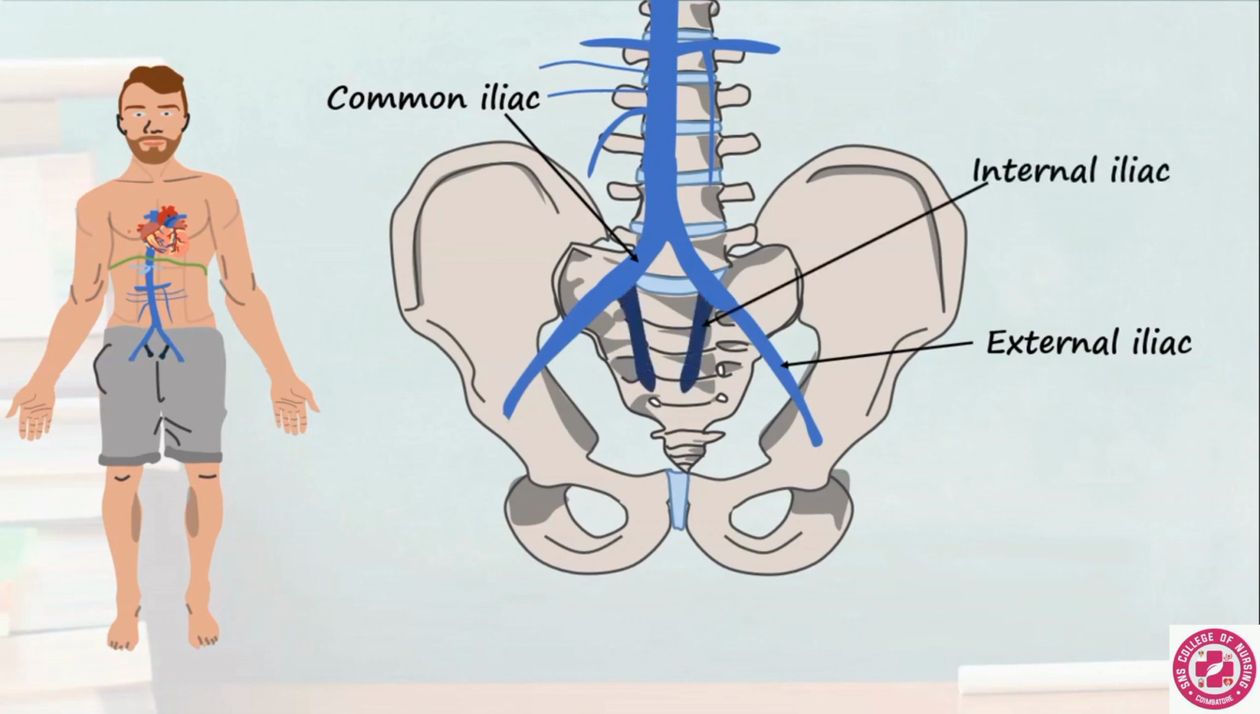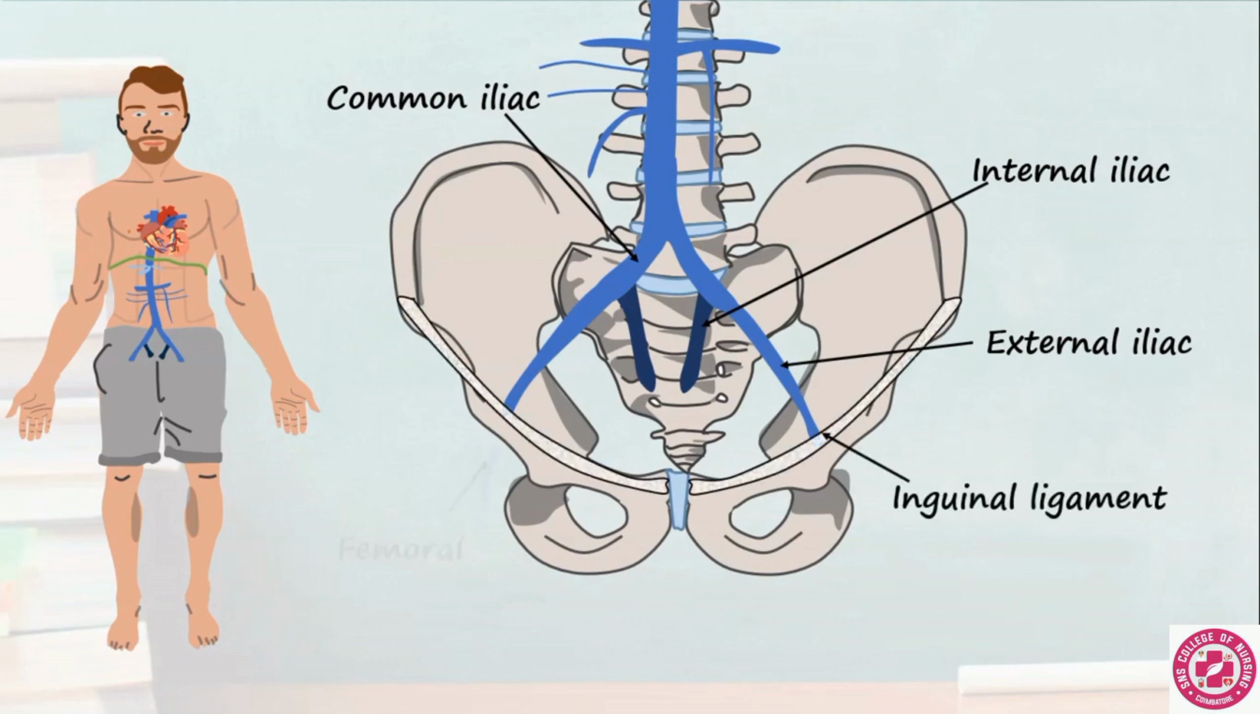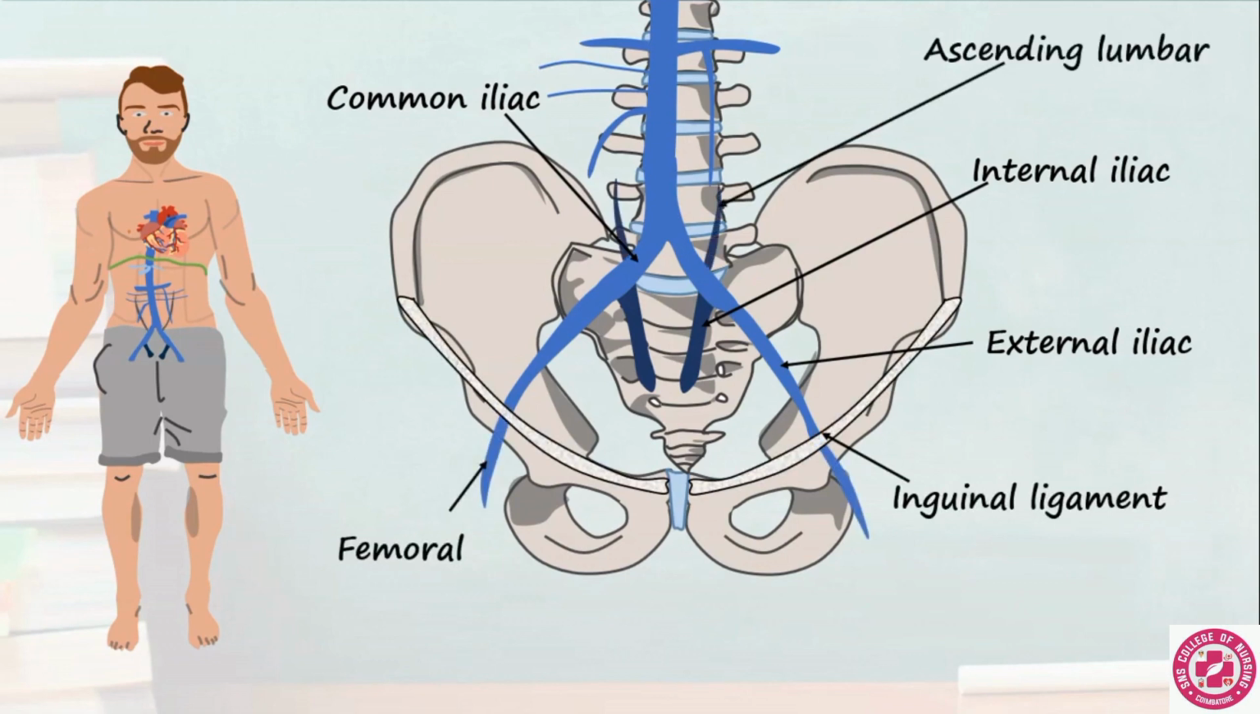internal iliac vein. The blood from the leg comes from the femoral vein, which ends at the level of the inguinal ligament. Finally, in addition to the vena cava, the common iliacs are connected to the left and right ascending lumbar veins, which we'll cover in more detail later.